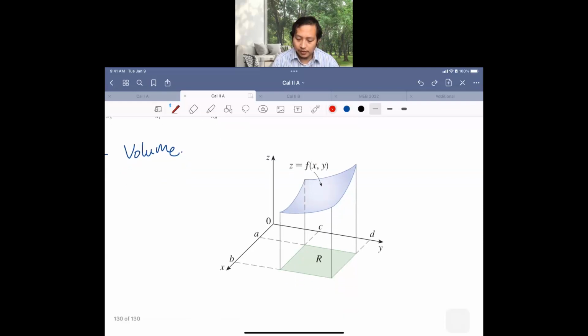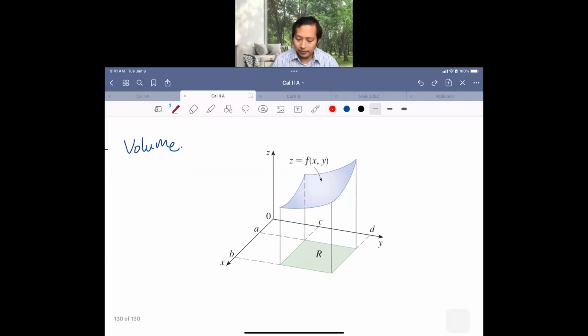Okay. Now, of course, we have this R. The R means rectangle, so we have rectangle x, y, right?